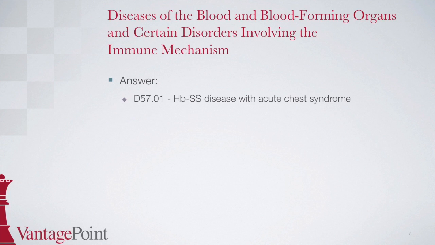Because we have so many combination codes in ICD-10, we have a single code for this patient, which is D57.01, hemoglobin SS disease with acute chest syndrome. To find this code, start in the alphabetic index under crisis. Sickle cell is indented below, then the word with, and then acute chest syndrome. This gives me code D57.01, which I then confirmed in the tabular.